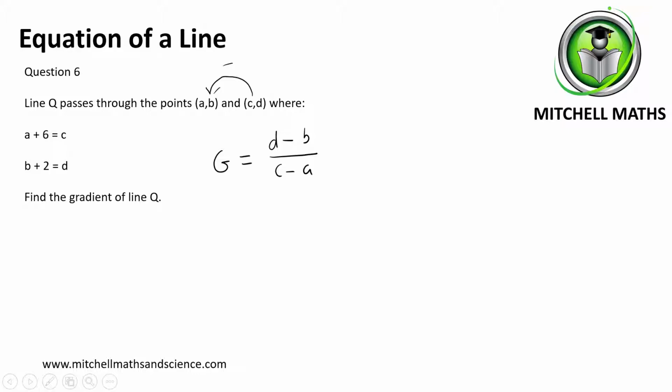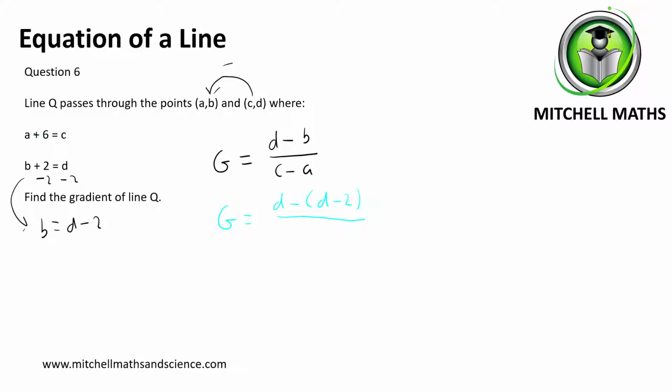But if we look at the equations they've given us, we've got an equation that links d and b together. And what I can see is I can rearrange this to get b equals something in terms of d. If I minus 2 from both sides, I will get b equals d minus 2. And because b is the same as d minus 2, I can actually put it in here. So what this will give me is the gradient is equal to d minus 2. You do have to be very careful when you put these values in.